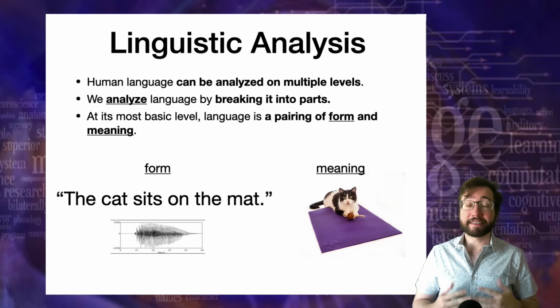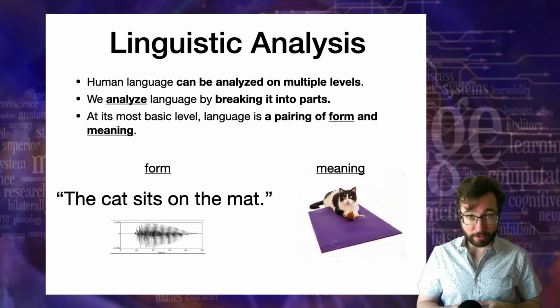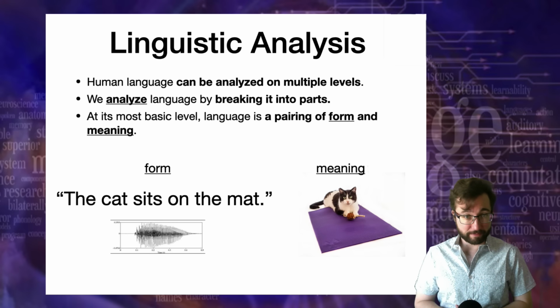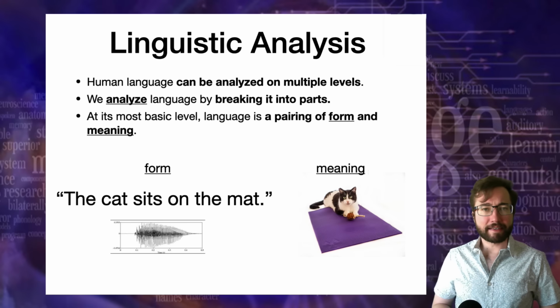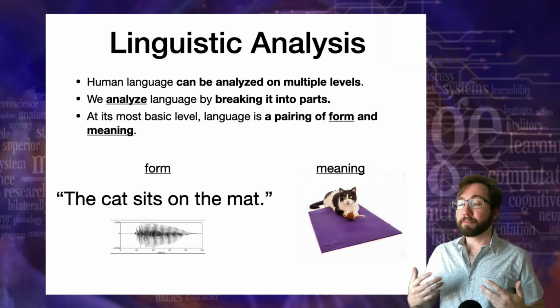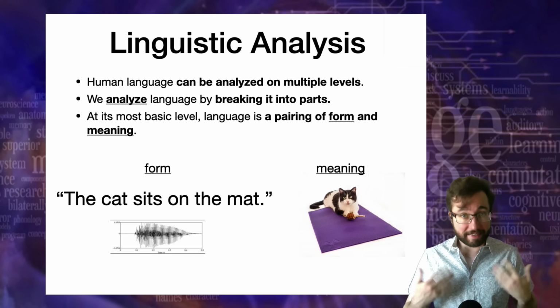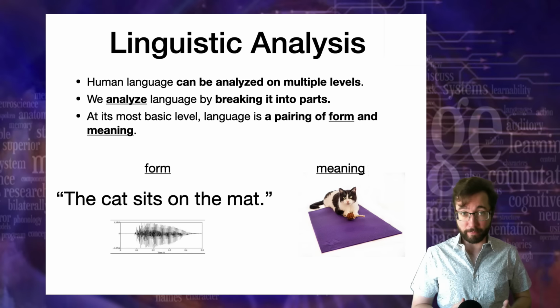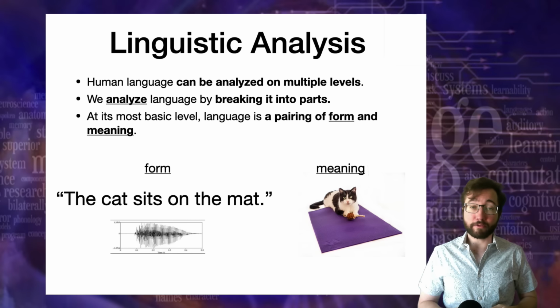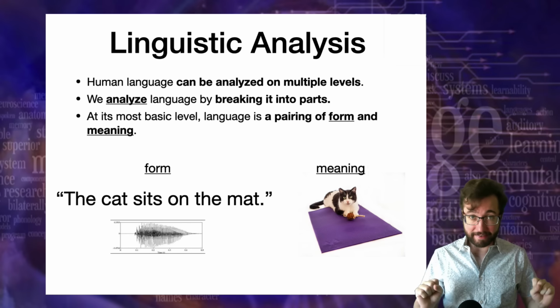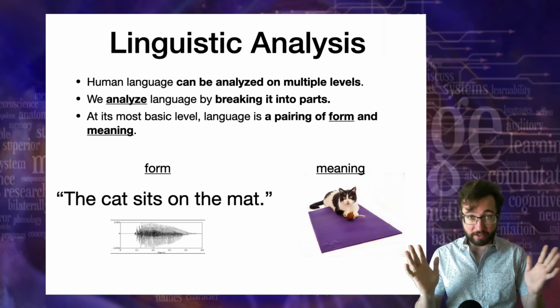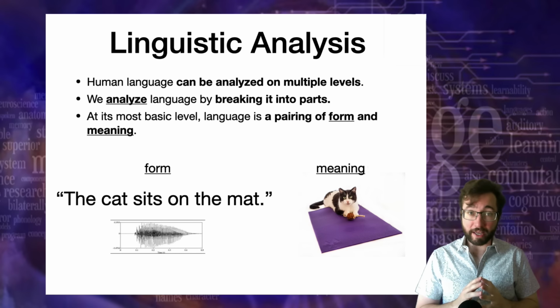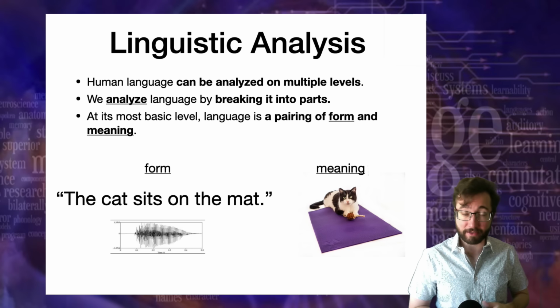Form is the signal, the linguistic signal, the physically observable linguistic signal produced by a person and received by another person. The meaning is the particular, maybe the mental image or the intent, which is evoked once you hear or read the form. So here the form is the cat sits on the mat, and you can consider that to be letters on a page. You could consider it to be a wave form of sound. The cat sits on the mat. Those are both examples of linguistic form.